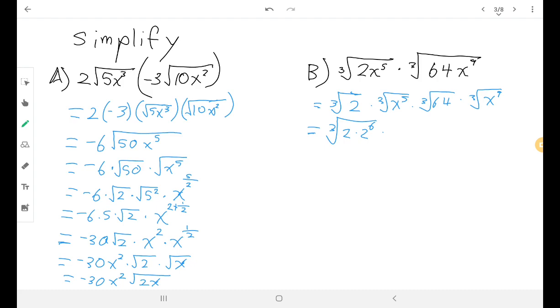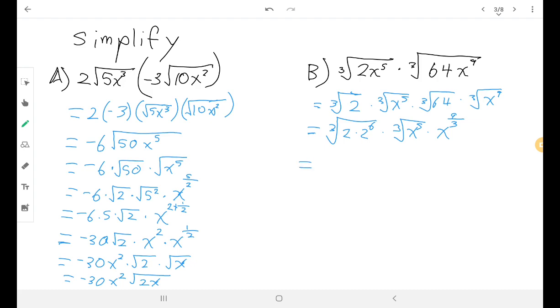So then the cube root of x to the 5th times, now look at this one. If I turn this one into a fractional exponent, it'll be x to the 9 divided by 3, which is a nice, neat number. It's x to the 3rd, right? 9 divided by 3 is 3. So I'm going to do that just to have something that makes my life a little bit easier immediately.